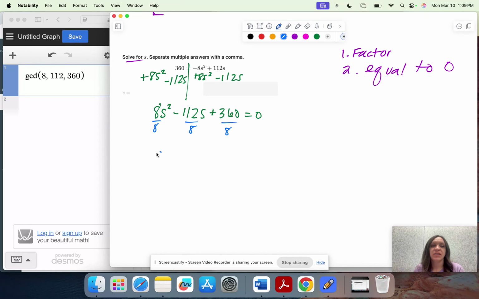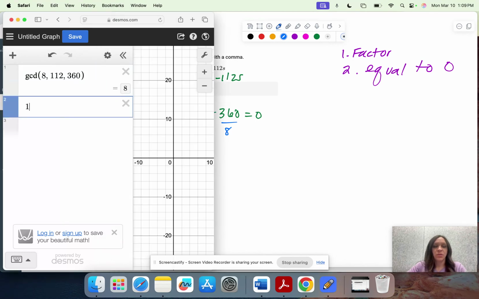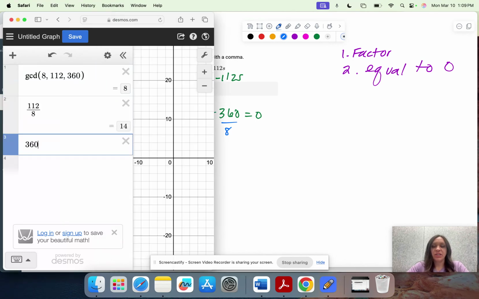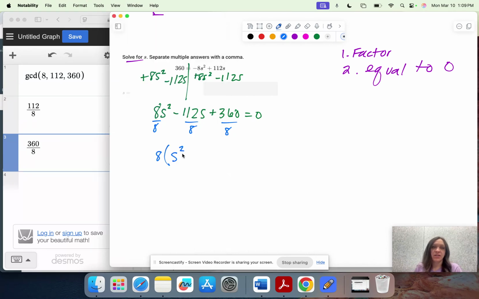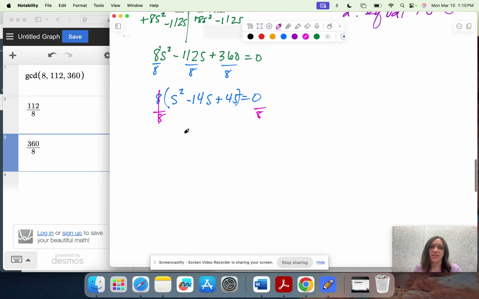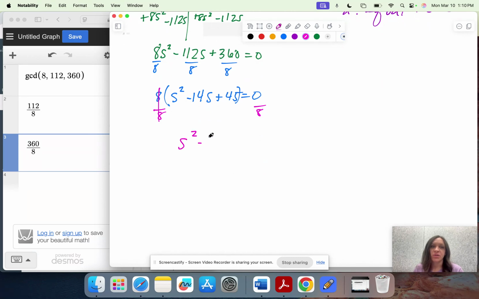So I have 8, and I'm left with s squared, 112 divided by 8, and 360 divided by 8. So then I have minus 14s plus 45 equals 0. And I'm just going to get rid of the 8. The 8 can be gone by dividing both sides by 8. 0 divided by 8 is 0. So just by simplifying, this got to be a super nice, easy problem.